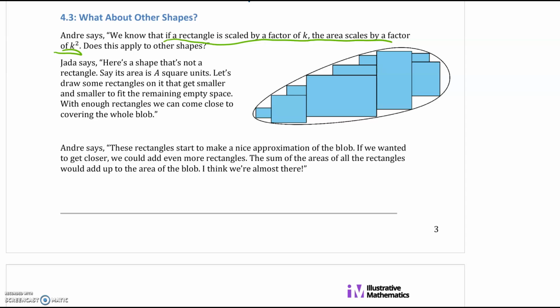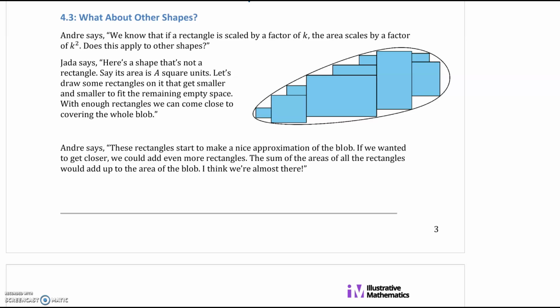And Jada says, well, here's a shape that's not a rectangle. Say its area is a square units. Let's draw some rectangles on it that get smaller and smaller to fit the remaining empty space. With enough rectangles, we can come close to covering the whole blob. Andre says, these rectangles start to make a nice approximation of the blob. If we wanted to get closer, we could add even more rectangles.